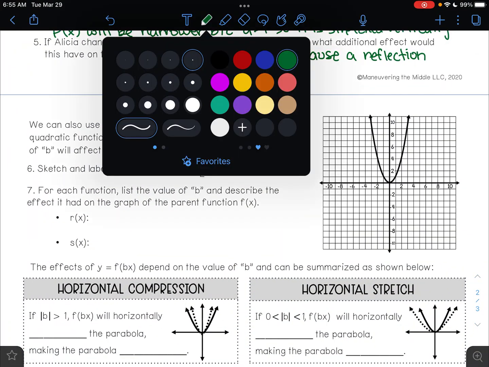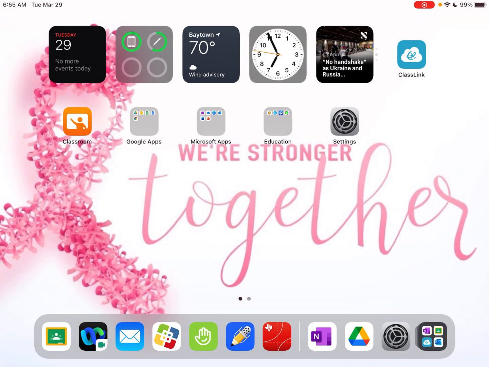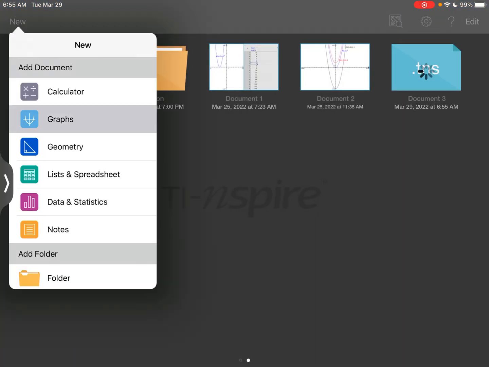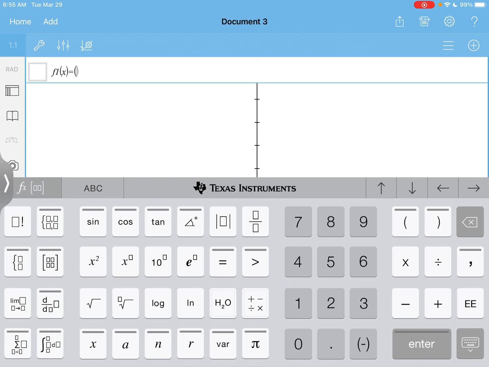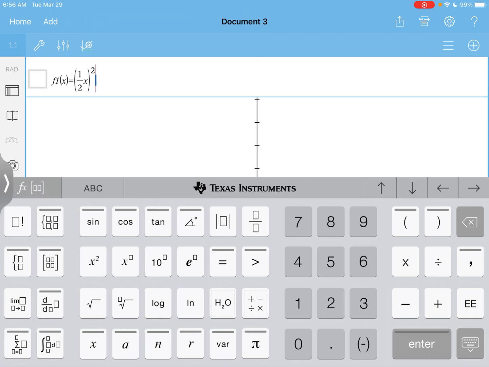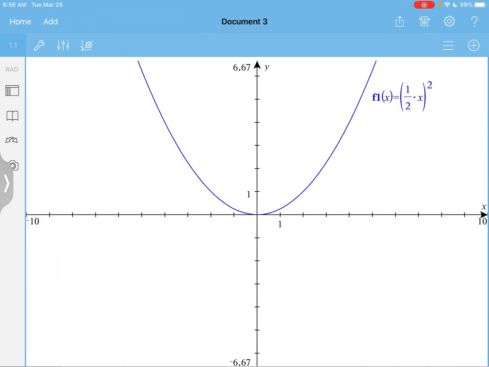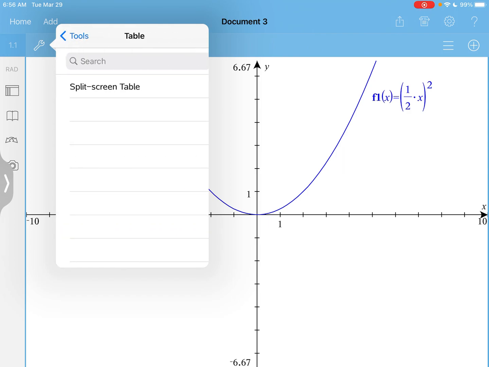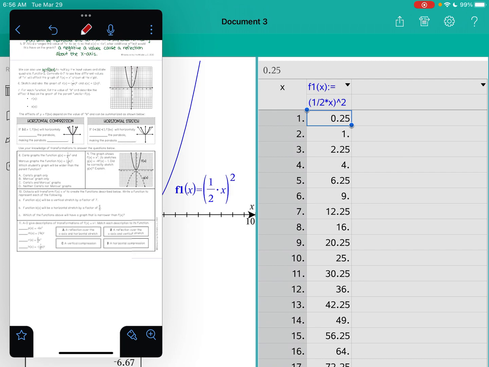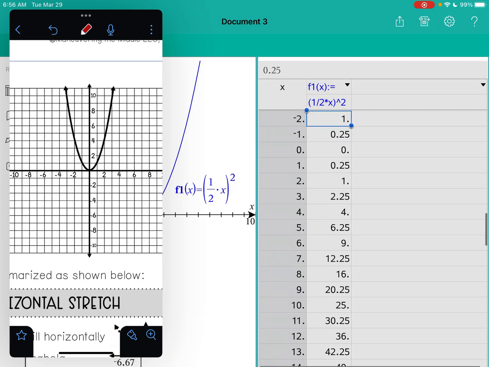So we'll start with r of x. Let me go ahead and change to red. Get my calculator set up, and it was parentheses 1/2 x, squared. Up, the squared is on the outside. So like that. So make sure your squared is on the outside. We're going to press Control T to get our table, and then I'm going to put our notes up on top. Okay, so here we go.